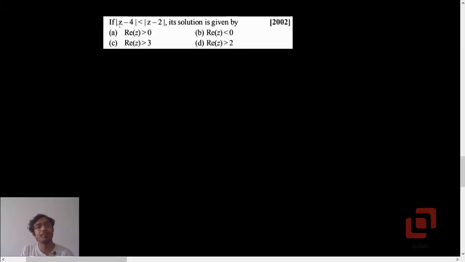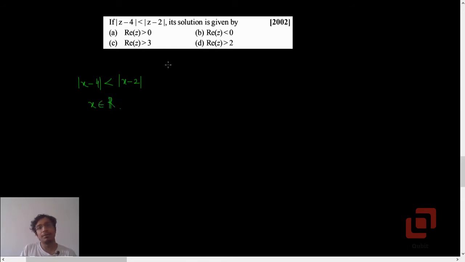Next question. If mod of z minus 4 is less than mod of z minus 2, its solution is given by real part of z greater than 0, real part of z less than 0, real part of z greater than 3, and real part of z greater than 2. Now remember, we have solved problems on inequalities, but here x was a real number.